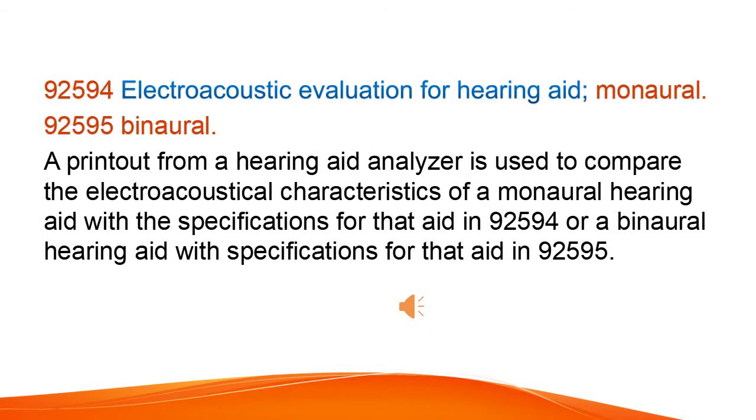Electroacoustic evaluation for hearing aid, monaural. Binaural. A printout from a hearing aid analyzer is used to compare the electroacoustical characteristics of a monaural hearing aid with the specifications for that aid in 92594, or a binaural hearing aid with specifications for that aid in 92595.